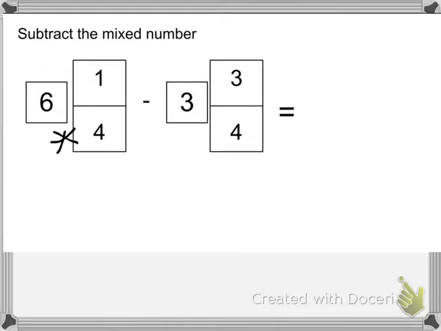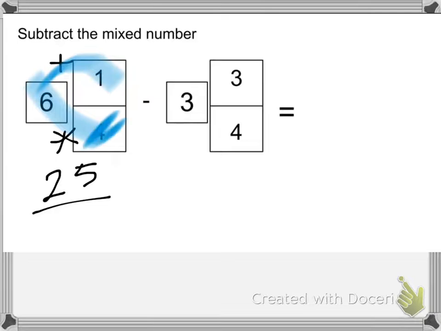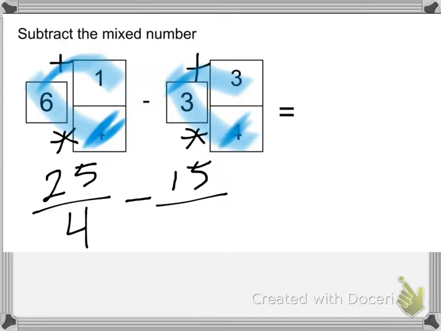Again, 6 times 4 plus 1. 6 times 4 is 24. Plus 1 equals 25 over 4. Minus, again, 3 times 4 plus 3. 3 times 4 is 12. Plus 3 equals 15. So it'd be 15 over 4.